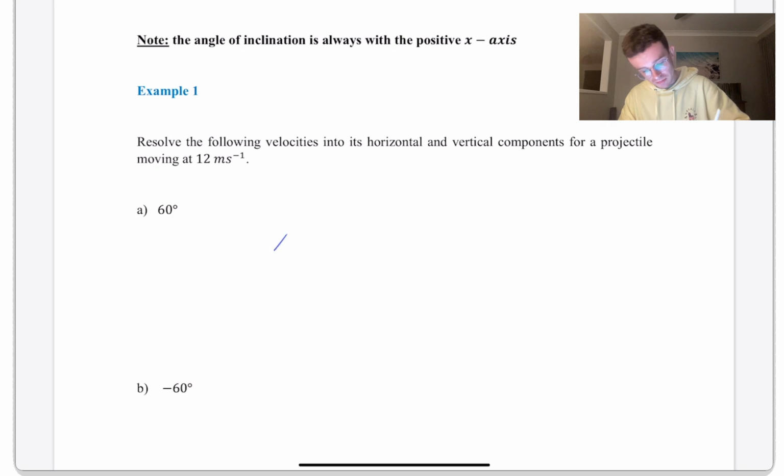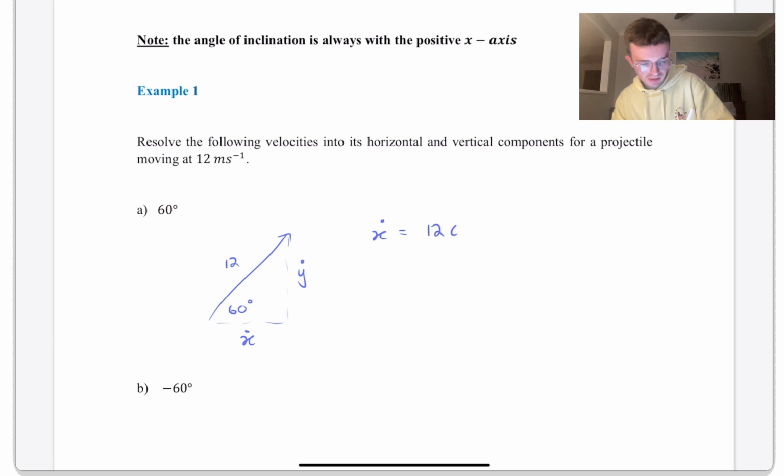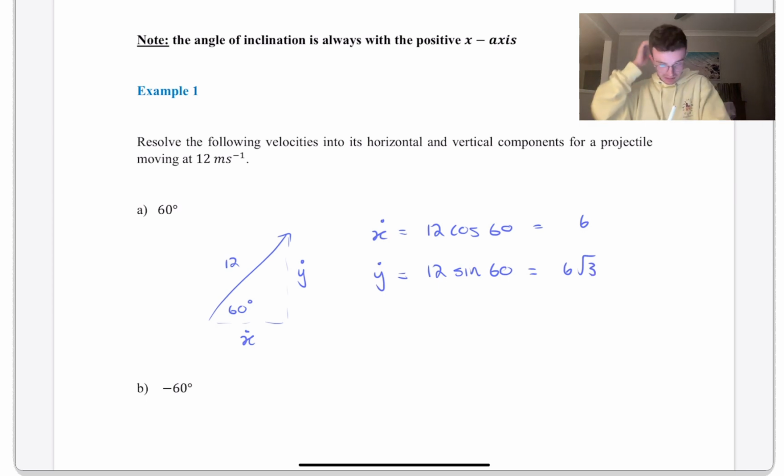So let's resolve an object that's been fired at 60 degrees to the horizontal, which always means the positive horizontal, at 12 meters per second. So 12 is here, and 60 degrees is there. We're going to have our x dot here and our y dot here. That just means x dot is going to be 12 cos 60, and y dot is 12 sine 60. Cos of 60 is a half, so this is 6, and sine of 60 is root 3 on 2, so this is going to be 6 root 3 meters per second.